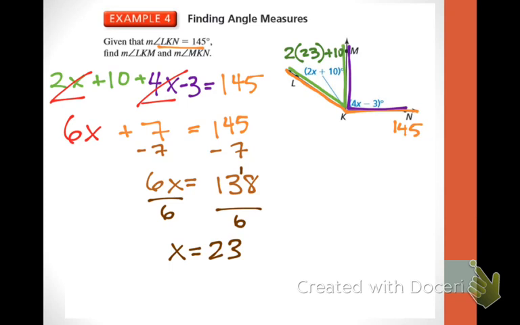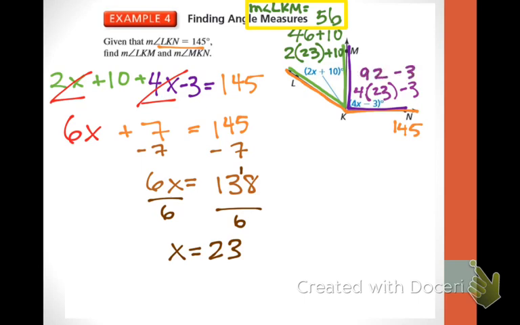So 2 times 23 is 46. Plus 10 will make 56. So you could say the measure of angle, what is that? LKM equals 56. That's one of my answers. Second one, 4 times 23 minus 3. What's 4 times 23? 92. Minus 3 is 89.